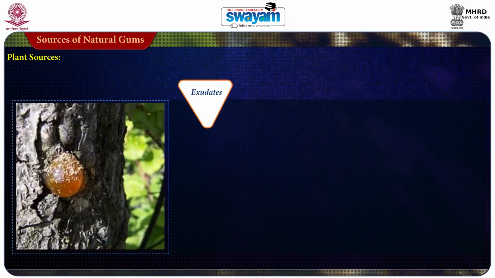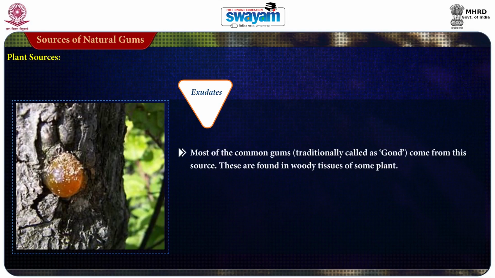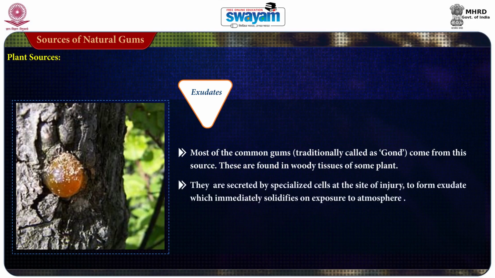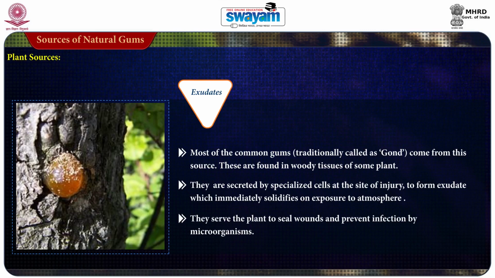And a third form in which the gum exists in plants is exudates. Most of the common gums, which are traditionally called gond, come from this source. They are found in the woody tissue of some plants. They are secreted by specialized cells whenever there is an injury to the plant, and these exudates come out and immediately solidify on exposure to the atmosphere. They serve the plant to seal wounds and prevent infection by microorganisms.